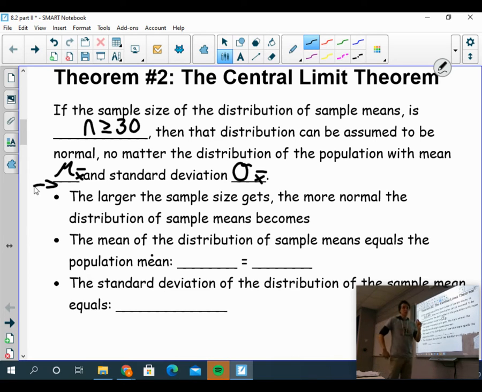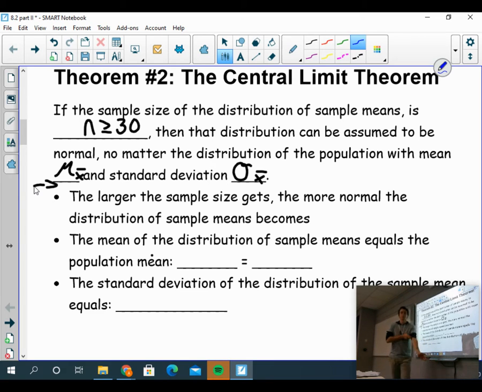Okay, so here is theorem number 2, the central limit theorem. If you take a college stats class, they're not going to call it theorem 2, they're going to call it the central limit theorem. Incredibly important. If the sample size of the distribution of sample means, so we're talking not about the population, but the distribution of sample means, is greater than or equal to 30, then the distribution of sample means can be assumed to be normal, no matter the distribution of the population, and it will have mean mu of x bar and standard deviation sigma of x bar.